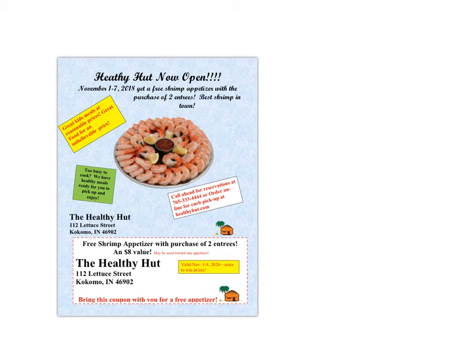So here's your free shrimp appetizer with purchase of 2 entrees and $8 value. It may be used, or you can switch it away from the shrimp if you don't like shrimp, and you can put it toward any appetizer. Again, I put on there my Healthy Hut address, because what if somebody clips the coupon off and they start driving, they go, where is it? So either way, you have my address. It says bring this coupon with you for a free appetizer. It's only valid November 1st to 8th, and then it says you can also win a prize.